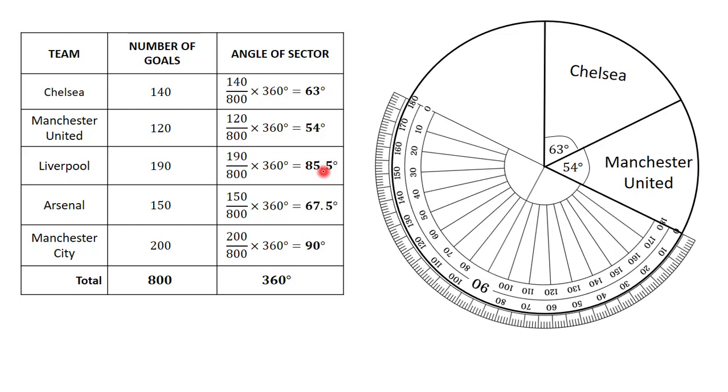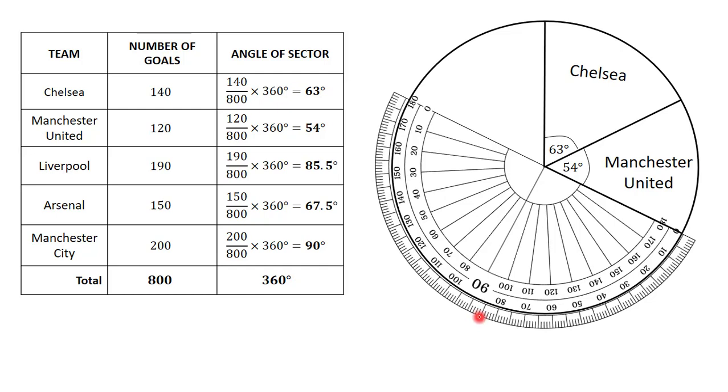You bring the protractor back. Once again, you make sure that the center of the protractor is on the center of the circle, and the 0-degree line falls on the new radius that you have drawn. We can now measure the 85.5 degrees angle. We have 80 degrees here, so this will give us 85 degrees. The next one will be 86 degrees. So 85.5 will be between 85 degrees and 86 degrees.